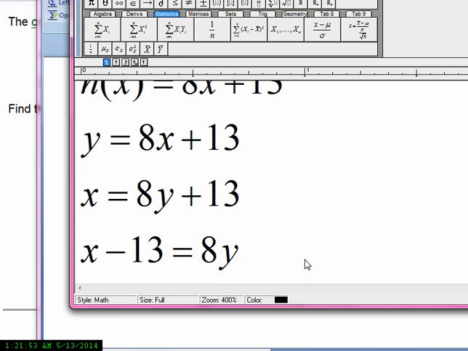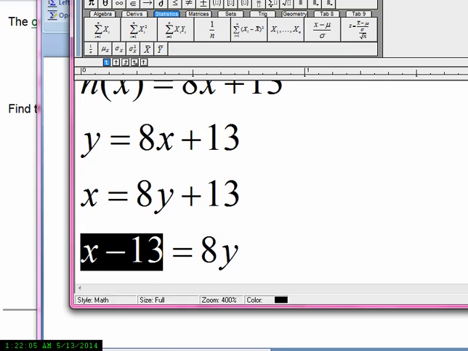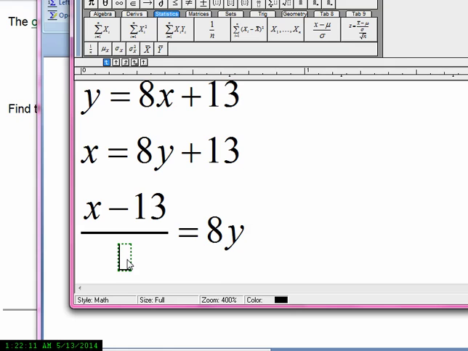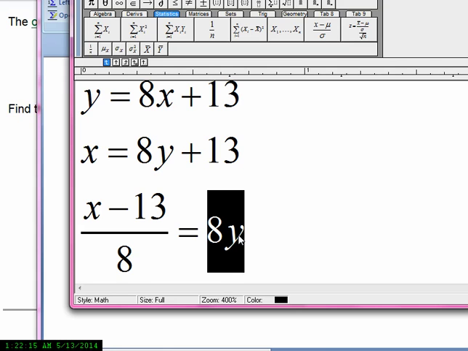Now there's one more step that I need to do to solve for y, which is to eliminate the 8. And since it's 8 times y, I'm going to divide both sides by 8 in order to cancel the 8. So I'm going to divide x minus 13 by 8, and then I'm going to divide 8y by 8. And when I divide 8y by 8, the 8's will cancel, and then I'm just left with y.